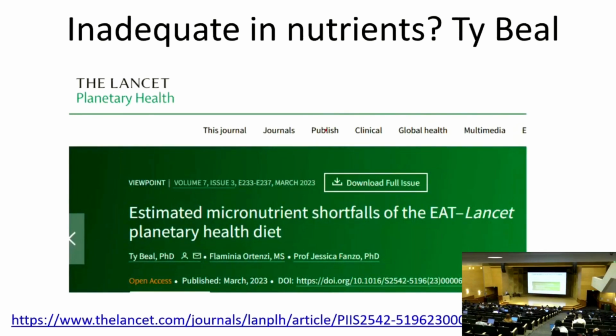And the third criticism is something that Hannah already dealt with. This was the initial paper, there are two papers by Ty Beal and Flaminia Ortenzi, and this one is by Jess Fanzo: Is the Eat Lancet diet, in fact, inadequate in priority micronutrients, and what can be done about it? Her priority micronutrients are slightly different from ours, but basically we agree that the diet is not what it could be, and it needs to be improved by small tweaks.